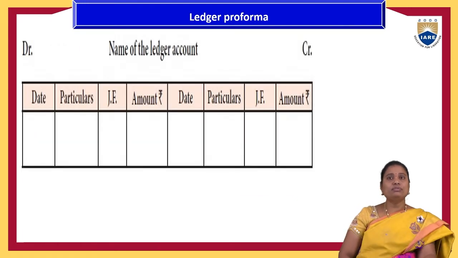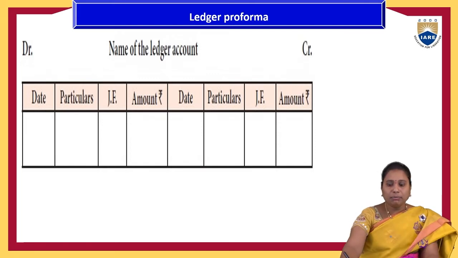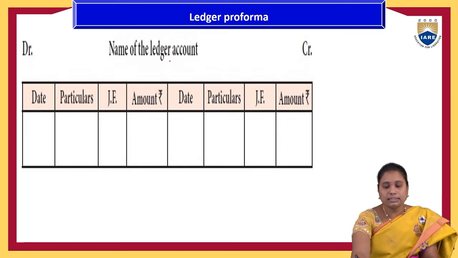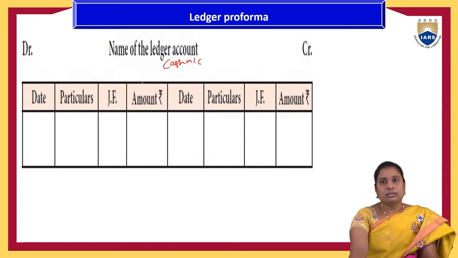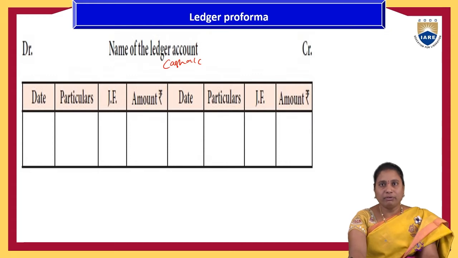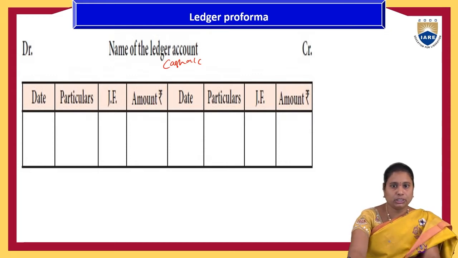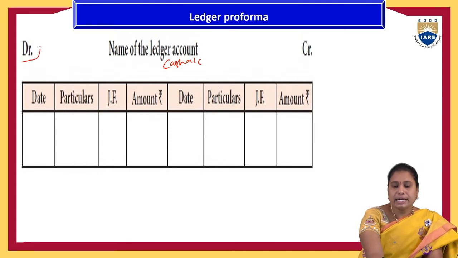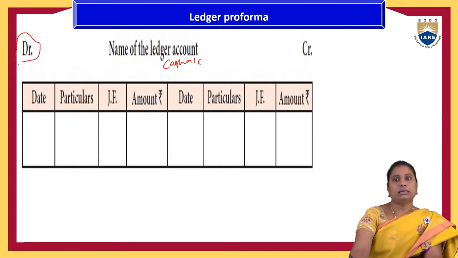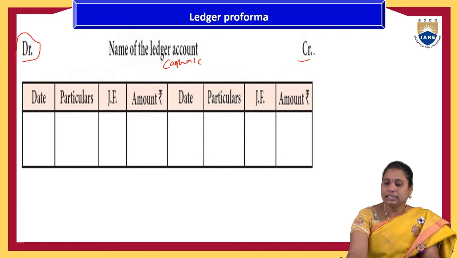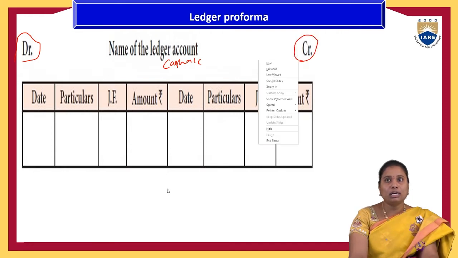The pro forma of this is the title of the ledger, that is, the name of the ledger account, let us say cash account, furniture account, or capital account. Like this, each and every factor is taken into consideration. On the left hand side, it is mandatory to take the debit balance. On the right hand side, it is the credit balance. That is the rule.